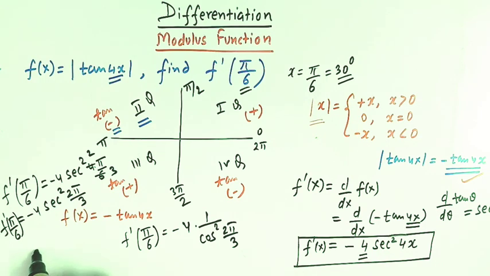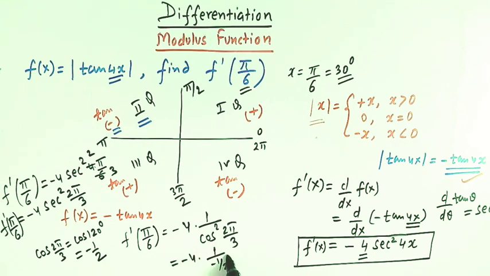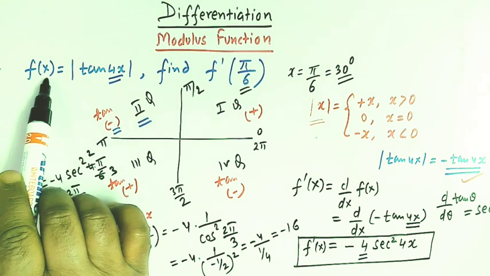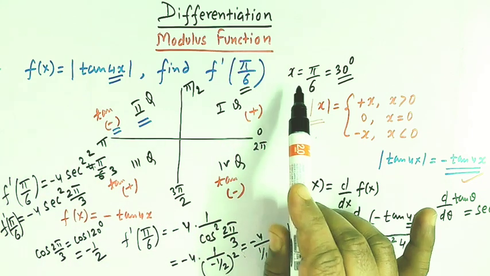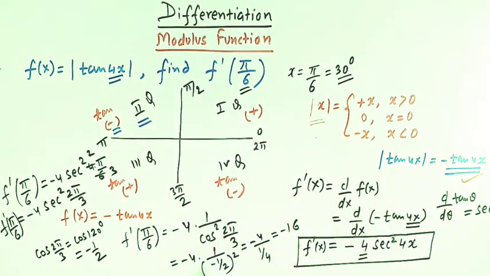From trigonometry we know that cos 2 pi by 3 is equal to cos of 120 degrees, and that is equal to minus half. So we'll take the value of cos 2 pi by 3 as minus half. Here we have a square, and that is equal to minus 4 over 1 over 4, and that is equal to minus 16. So viewers, the derivative of f of x with respect to x at x is equal to pi by 6 is equal to minus 16.